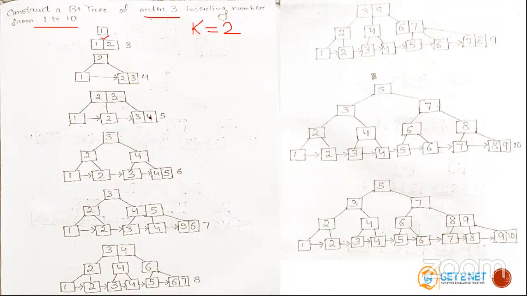Then came 4. 4 cannot be inserted here. So 3 goes upside. 1 pointed to 2, then 2 pointed to 3, and 4 is inserted here. Again came 5. 5 cannot be inserted because only 2 values can be inserted now. 5 will be here only. 4, 5 here, 3 goes up: 2, 4, 1, 2, 3, 4, 5. These are the leaf nodes pointing to each other.